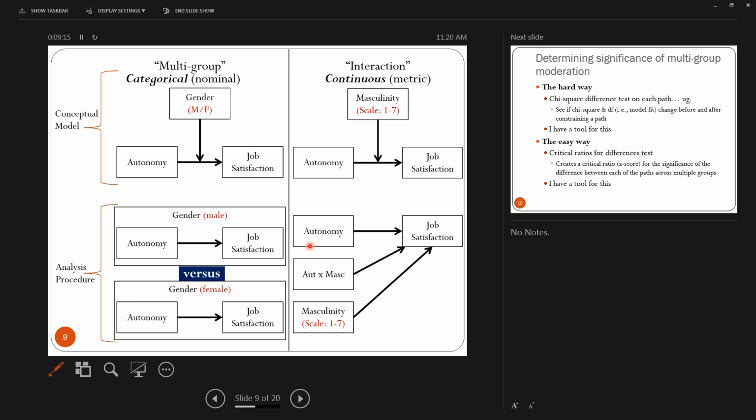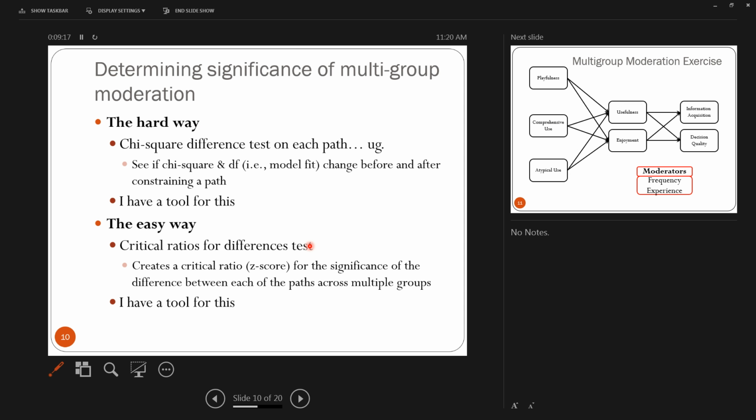And that's how you model them statistically to test them. And there's an easy way and a hard way. The hard way is very well established in the literature. We like doing things the hard way for some reason. It's also less reliable, so I don't know why we're using it. The hard way is to do a chi-square difference test on each path of your model that you're theorizing moderation. Let's say if you have two groups.